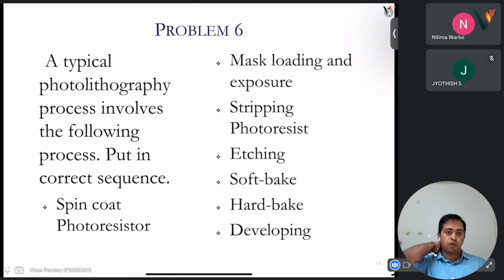Okay. A typical photolithography process. This is not about the whole fabrication process, only about the photolithography process. It involves the following processes. Put them in the correct sequence: spin coating the photoresist, mask loading, exposure, stripping photoresist, etching, soft bake, hard bake, and developing. So what can be the correct sequence? Yes, anyone?